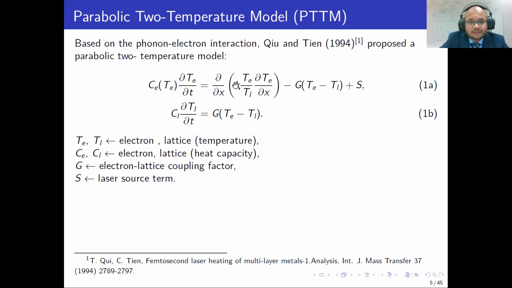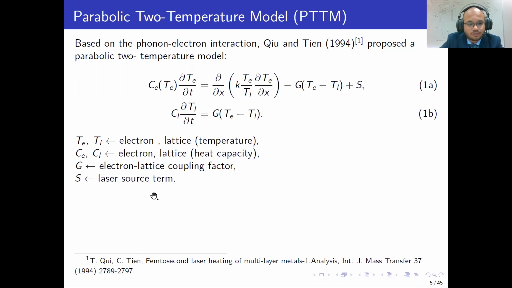So now here, this KTE over TL represents the thermal conductivity that is varying according to the temperature. This kind of modeling is only for the cases when the electron temperature is less than the Fermi temperature. Similarly, the specific heat of the electron is proportional to the electron temperature. That also holds when the electron temperature is less than the Fermi temperature.